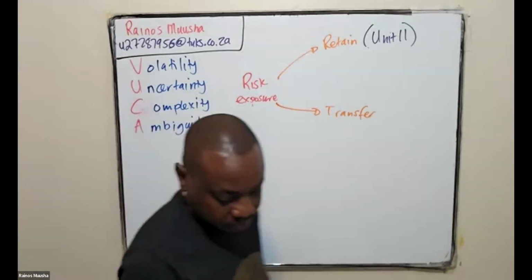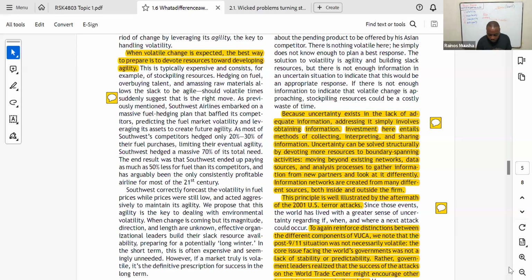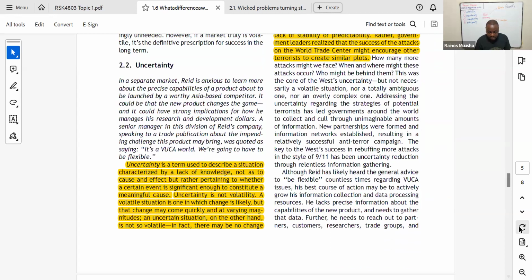So we can continue. Now, remember, we've looked at the situation of complexity. We now move on to the situation of uncertainty. And here they say, uncertainty is a term used to describe a situation characterized by a lack of knowledge, not as to cause and effect, but rather pertaining to whether a certain event is significant enough to constitute meaningful cause.